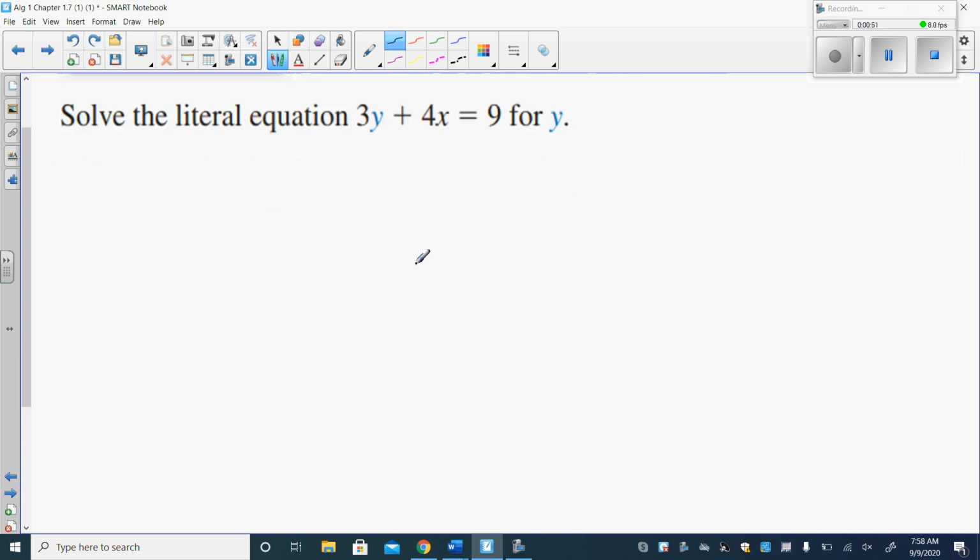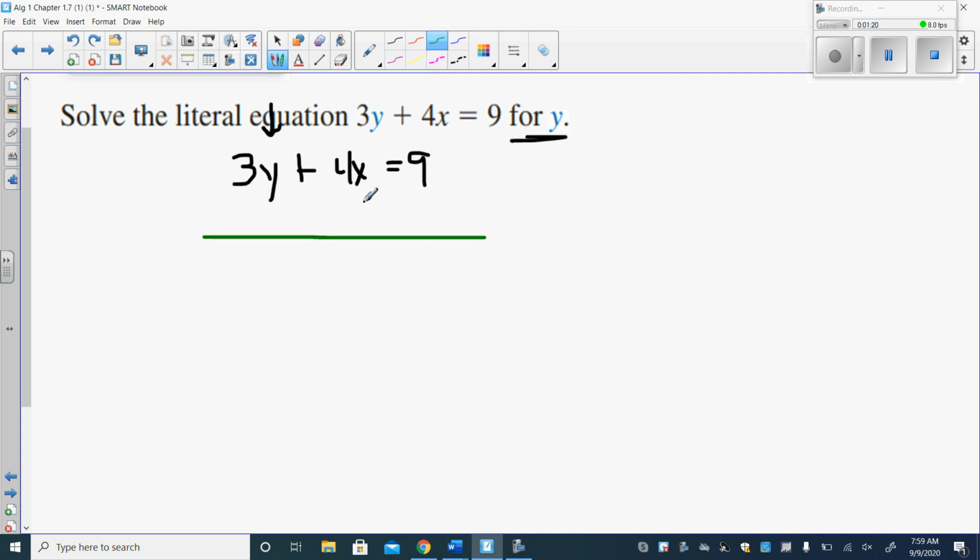So when we look at this here, 3y plus 4x equals 9. And they want us to solve for y. So we're going to solve for the value of y, just this value here. Well, the first thing we want to do is get that variable by itself. So to get it by itself, what we need to do is get any of the other terms to the other side.